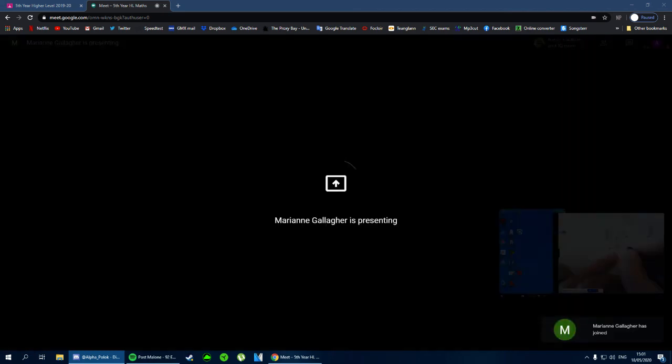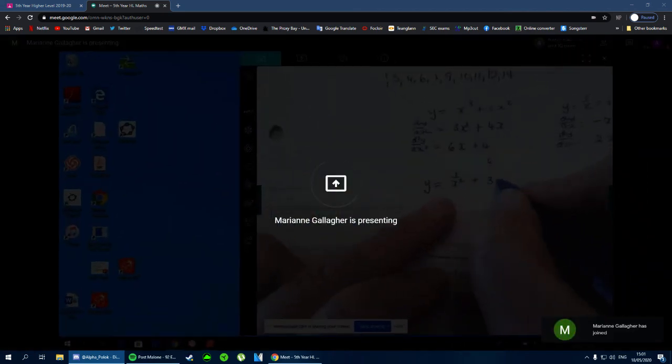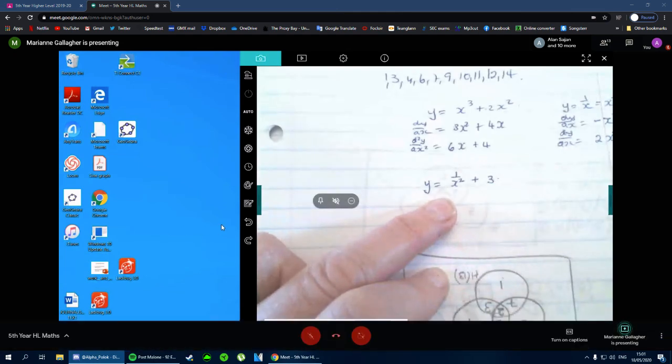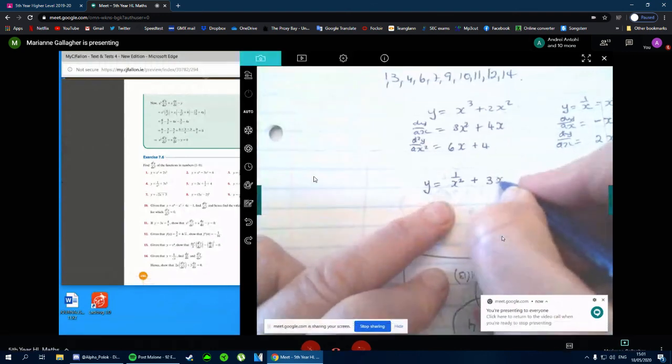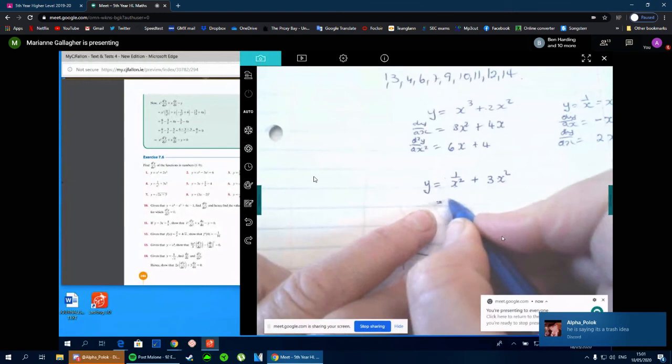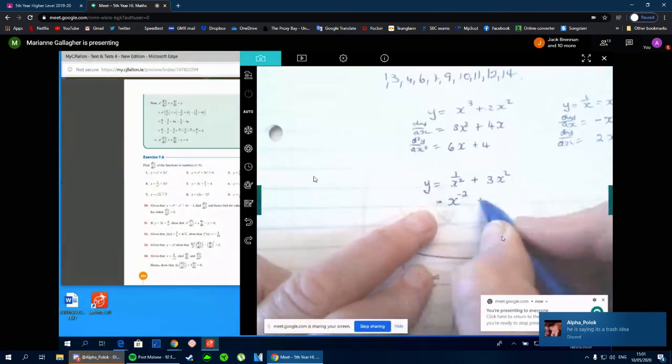Now to go through that on the camera. Yeah, please. So you have y equal to 1 over x squared plus 3x squared. Before you can differentiate that, you have to get this into the form of x to the power of something, which is x to the power of minus 2.